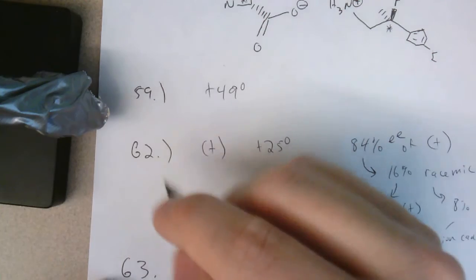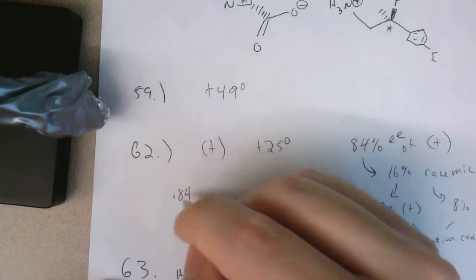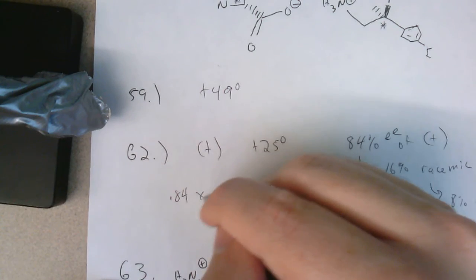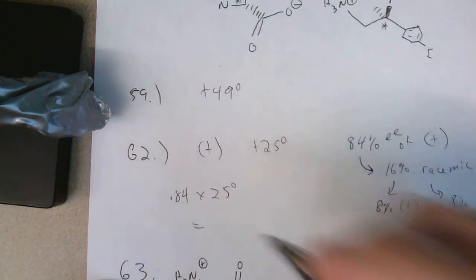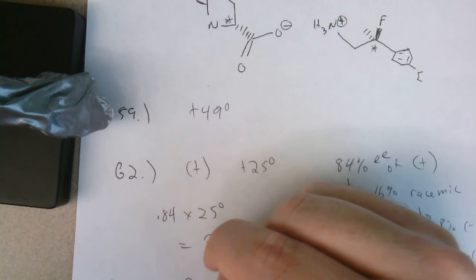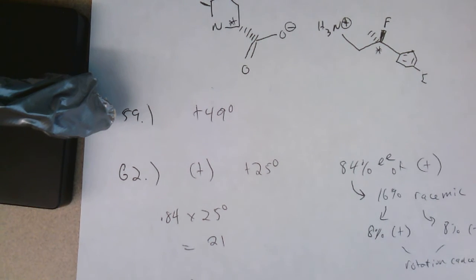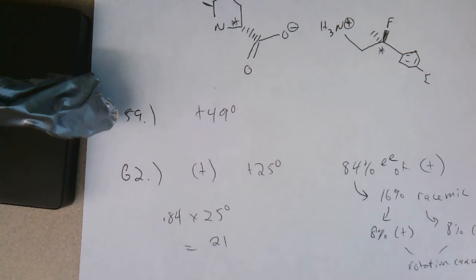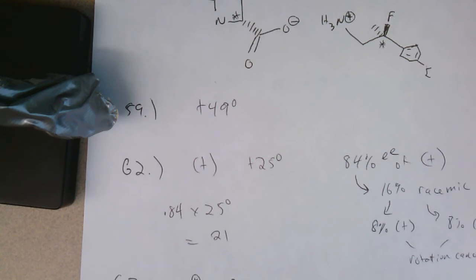So then all I'm really seeing is this 84% excess that actually does the rotation. If I want to figure out the extent of rotation, I just need to take 84% of my maximum rotation value, which was 25 degrees. And when I do that, I get 21. Let me double check that real fast. Pretty sure that's right. Yeah, I punched that in my calculator and I got 21. 21 degrees is our rotation.